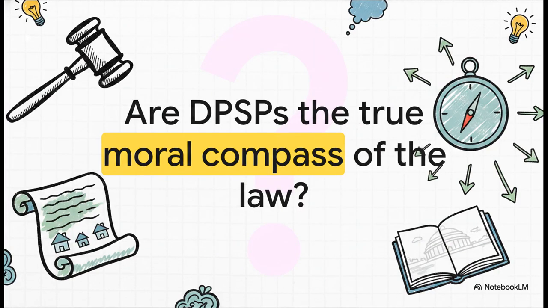As we wrap up this explainer, I want to leave you with a provocative thought, something to really chew on. We know you cannot drag the government to court to enforce a directive principle. But when you look at how completely these principles have shaped everything from our environmental laws to massive rural employment schemes, does the non-justiciable nature of DPSPs actually make them less powerful? Or, because they represent the ultimate welfare goals of the people, are they actually the true, enduring moral compass of a nation's laws?